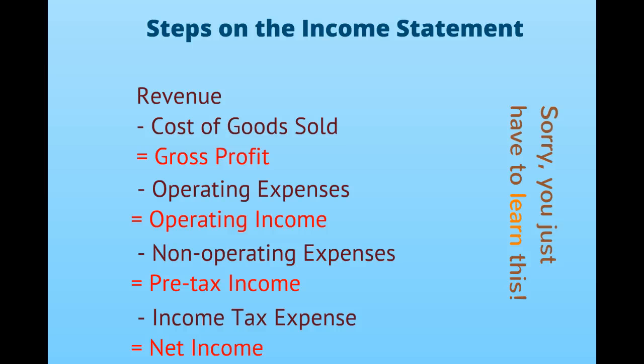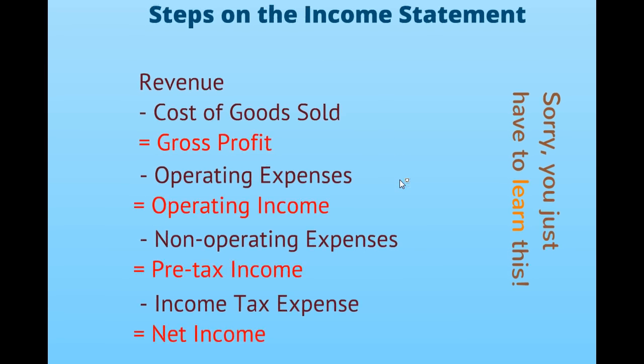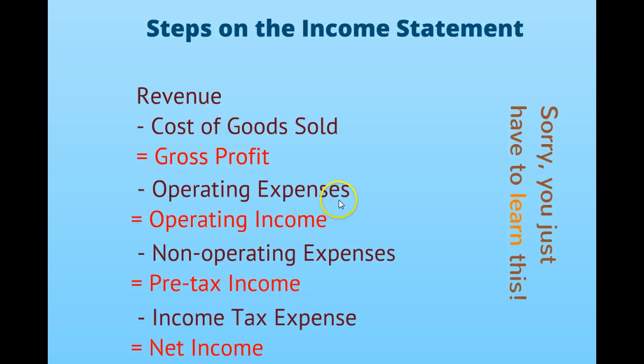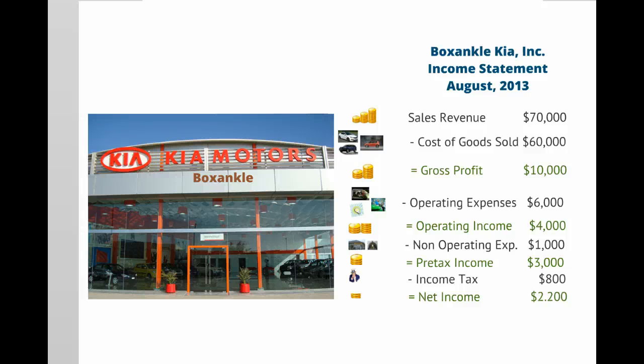Here's the general formula that you need to learn. These are the steps in the income statement. As you're learning these, remember too, please, that you will need to understand earnings per share. So if, for example, Boxankle Kia were owned by owners holding 1,000 shares, then this $2,200 net income would be divided by 1,000 shares to give us $2.20 a share.